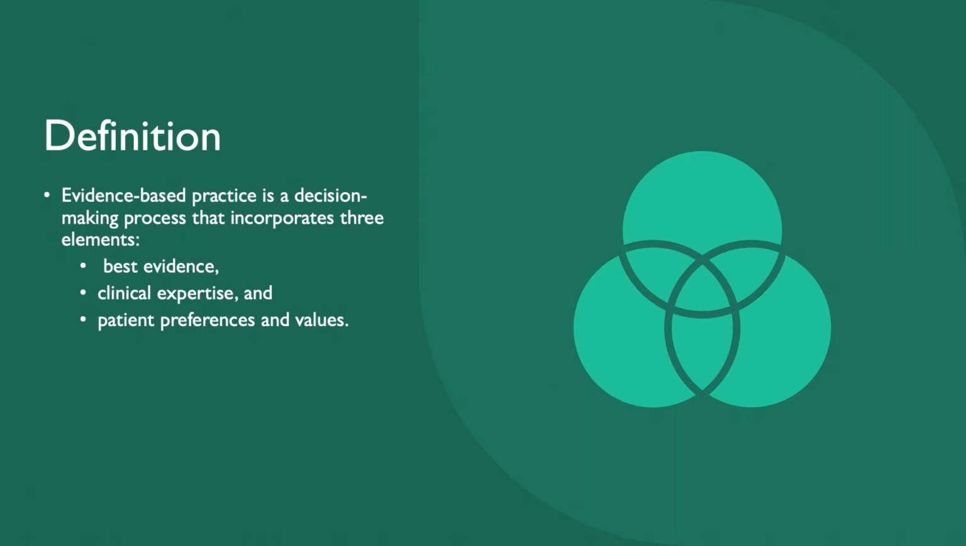Evidence-based practice is a decision-making process that incorporates 3 elements: best evidence, clinical expertise, and patient preferences and values. The 3 elements are all important. To have evidence-based practice, you need the best evidence. Throughout the semester, you have learned how to distinguish good from bad evidence. You have also learned about the evidence pyramid that identifies the strength of evidence. Your clinical expertise is equally important.